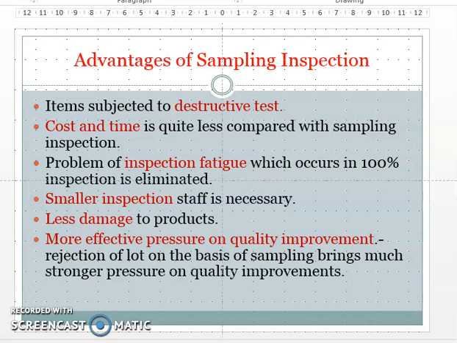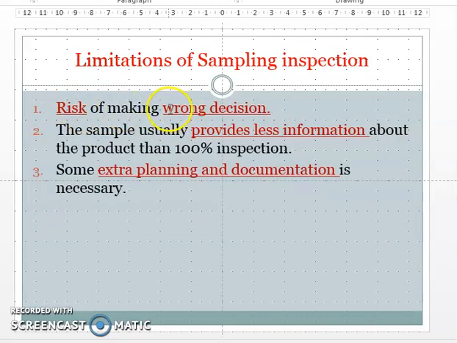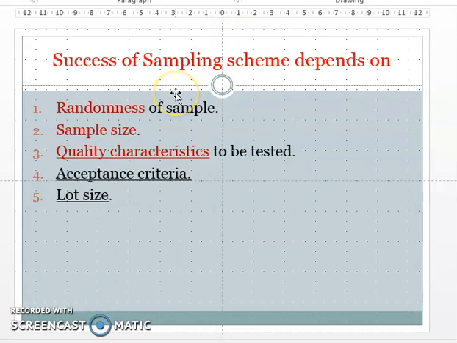Okay. Next, what are the limitations of sampling inspection? There is a risk of making wrong decisions. The samples usually provide less information about the product than 100% inspection. Some extra planning and documentation is necessary. Just remember the words I have underlined. These may be asked in objective or MCQ questions. Okay, and after that we will see what the success of a sampling scheme depends on.